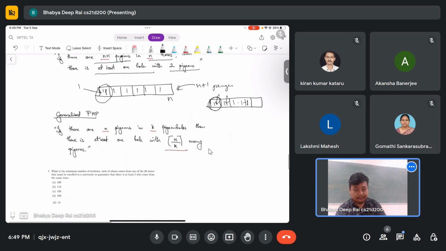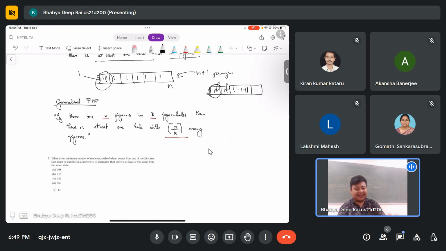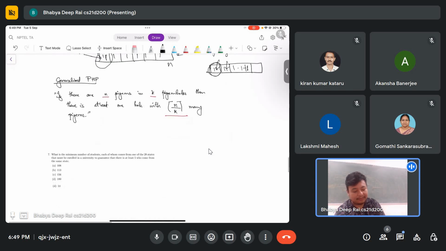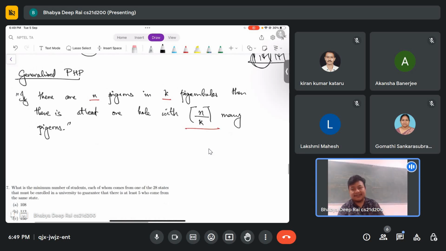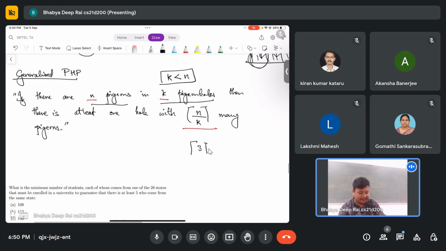Well, there's another slightly more explorative variant, which is called the generalized pigeonhole principle. The principle says the following: if there are n pigeons in k pigeonholes, where k is less than n, then there is at least one hole with ceiling of n by k pigeons. What does ceiling mean? The nearest greater integer. For example, ceiling of 3 is nothing but 3, but ceiling of 3.1 equals 4.